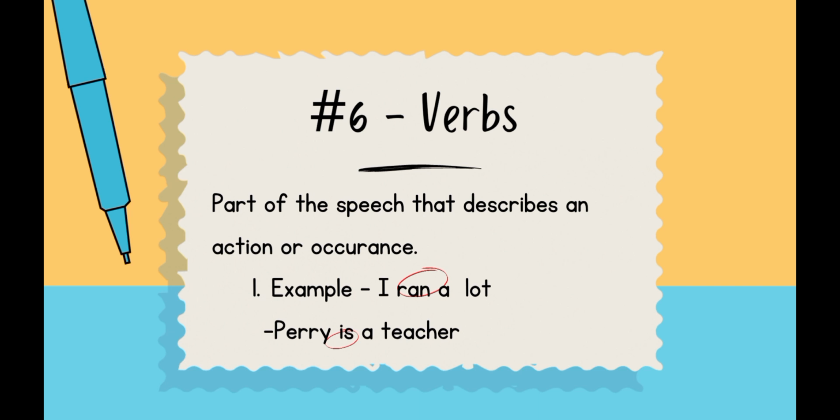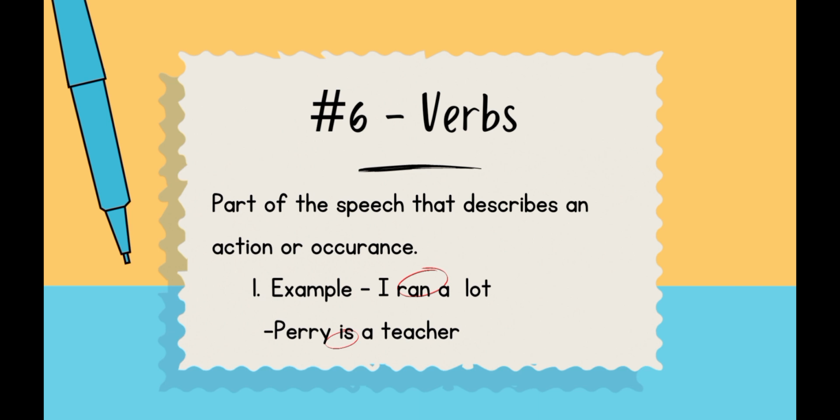The sixth structure is verbs. Verbs are part of speech that describe an action or occurrence. Example: I ran a lot. Run is the verb here. Run is the action word, so it's the verb here.